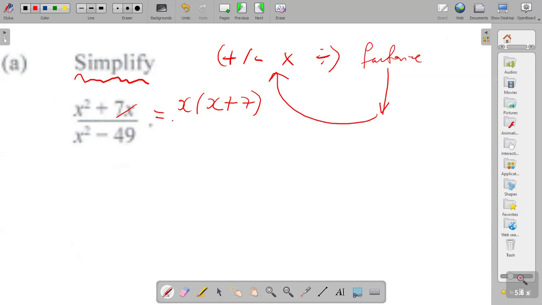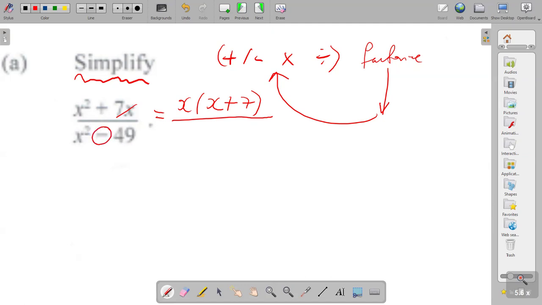Now, let's look at the bottom. When you look at the bottom, they don't have anything in common. But look at the question. Is there a factorization that could be used here? Anybody could tell me what factorization could be used here? X squared minus 49. What you should notice is that this is the difference of 2 squares, not the perfect square.